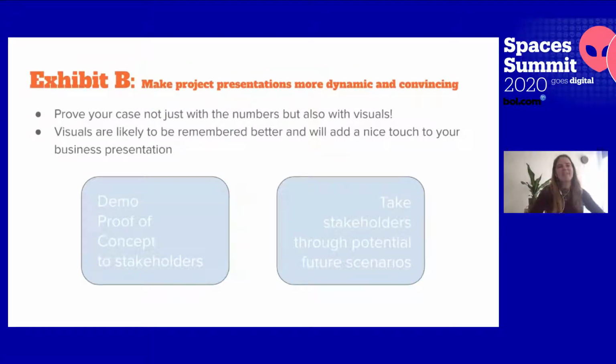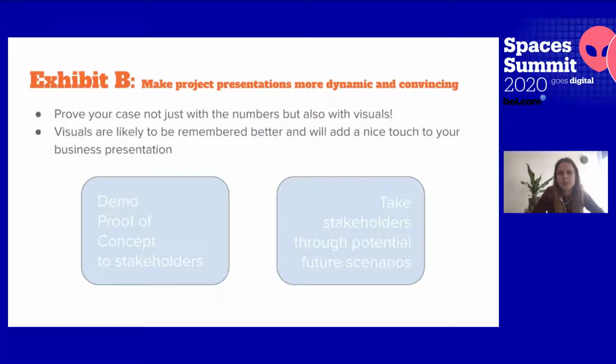Now we move on to Exhibit B: making project presentations more dynamic and convincing. Now that we've seen how easy it is to set up a Streamlit app, you can use it to level up your project presentations. Of course, it's still very important to show the numbers and communicate the business value to your stakeholders. This is the most important thing. But you can imagine that it will become way more memorable to your stakeholders if you add some nice visuals and some interactivity to it.